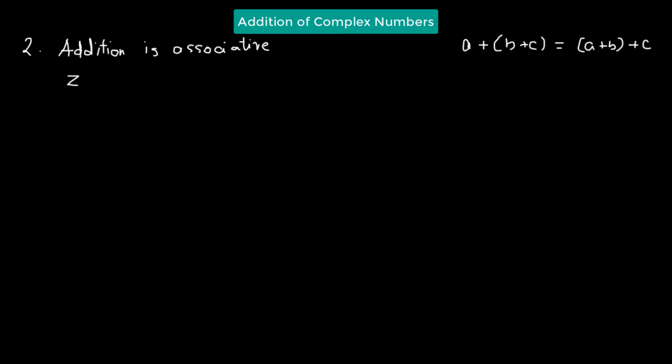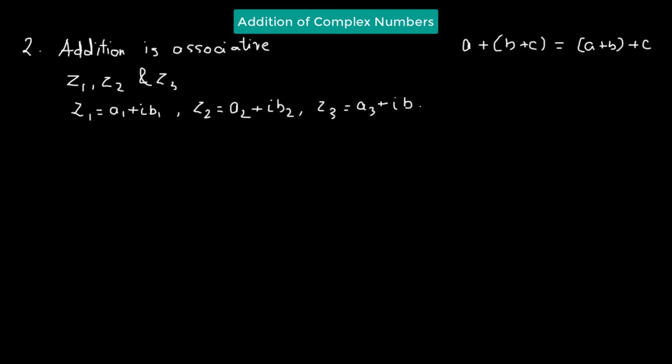So we will consider complex numbers z1, z2 and z3 such that z1 has the value a1 plus I times b1, z2 will be equal to a2 plus I times b2, and z3 is equal to a3 plus I times b3. So let us begin from the left hand side. So that means z1 plus z2 plus z3 must be equal to z1 plus z2 plus z3.